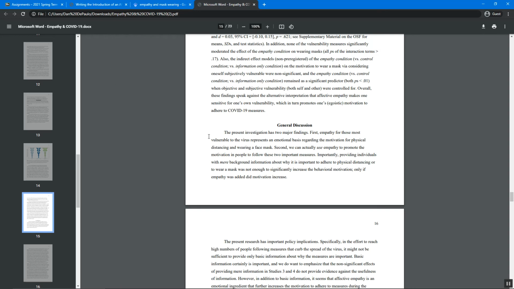Because eventually these articles are going to go in your reference page at the end of the paper when you submit the final paper. So that's basically what I'm going to ask you to do.